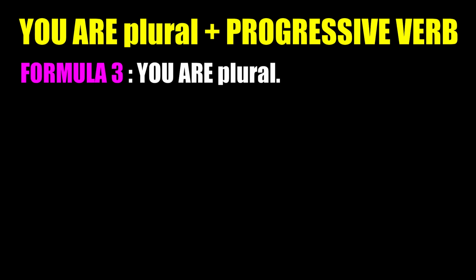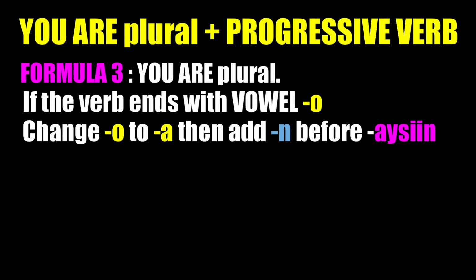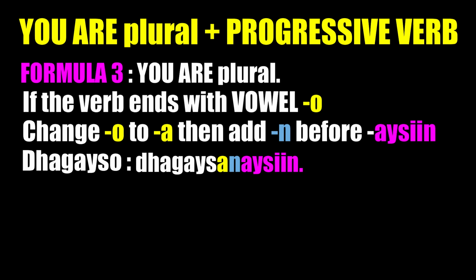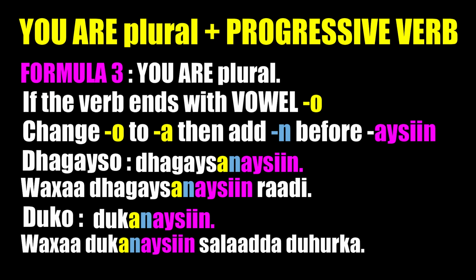Formula or rule 3. If the verb ends with vowel O, we need to change the vowel O to vowel A and add na before you add a sin. For instance, dhegayso, dhegaysanaysiin. Waxa dhegaysanaysiin raadi. You're listening radio. Duko, dukanaysiin. Waxa dukanaysiin salada duhurka. You're praying the Dhuhr prayer.